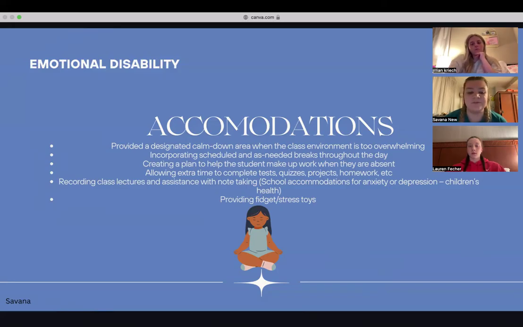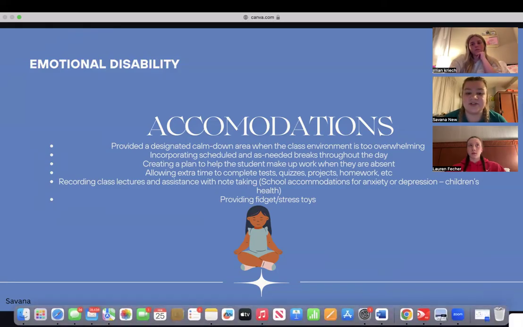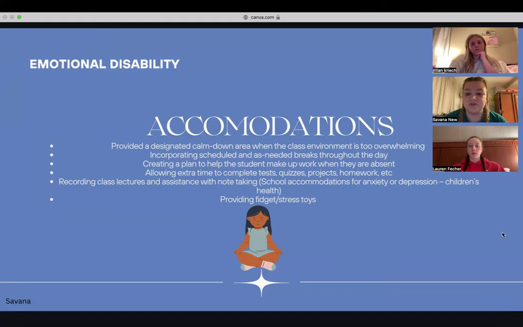Recording class lectures and assistance with note taking may be beneficial for the students. It'll allow them, if they're worried about their own note taking or are worried about other people judging them for the amount of notes or lack of notes, they can easily go back and look at the lectures or have guided notes for them. Providing fidget and stress toys is also beneficial because it allows them to focus on something else and not focus on what everybody else is doing while they're doing their schoolwork.